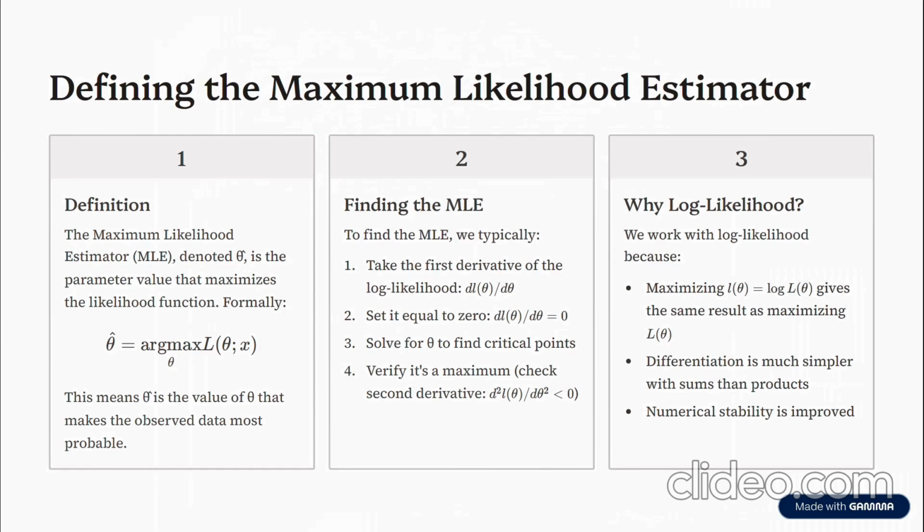These are all the steps to find the maximum likelihood estimator. To find the maximum likelihood estimator, first take the first derivative of the log likelihood function and set it equal to 0, solve for theta to find the critical points, then verify it is a maximum by checking that the second derivative of the log likelihood function is less than 0.